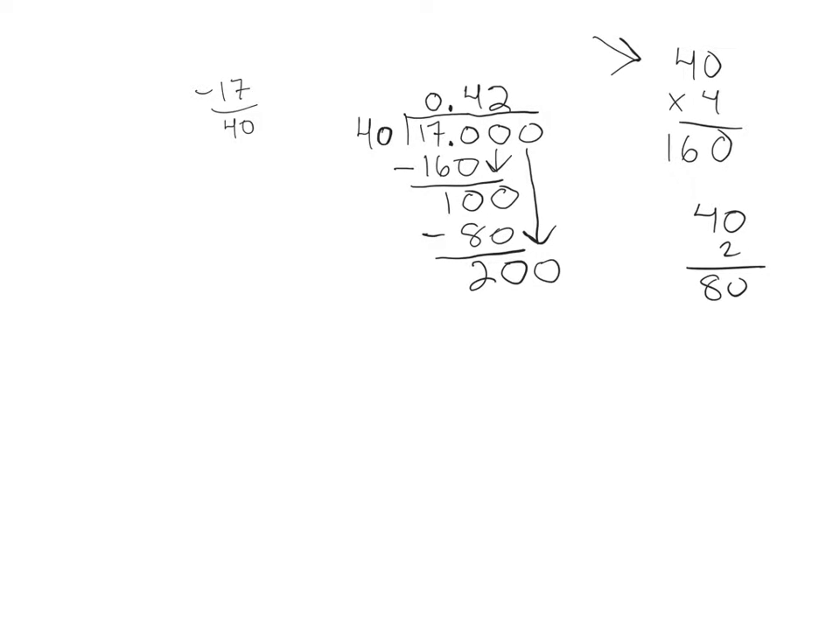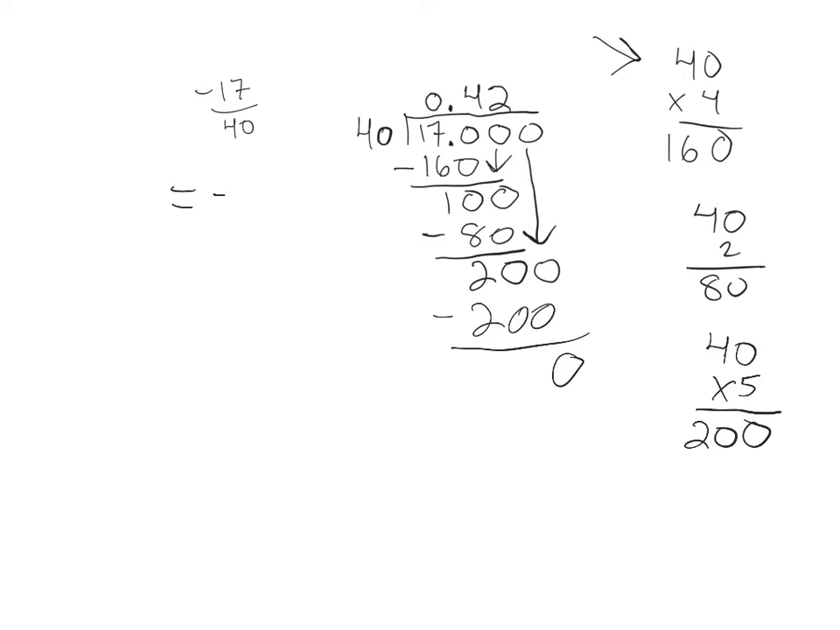New question. How many times does 40 go into 200? Well, it looks just like how many times does 4 go into 20? So we're going to say that 40 goes into it 5 times. Let's do the math and check it out. 0 times 5 is 0. 4 times 5 is 20. So what do you know? Now we have no remainder. So your answer to this is, don't forget your negative sign, negative 0.42. Hopefully that helps. Let me know if you have any questions.